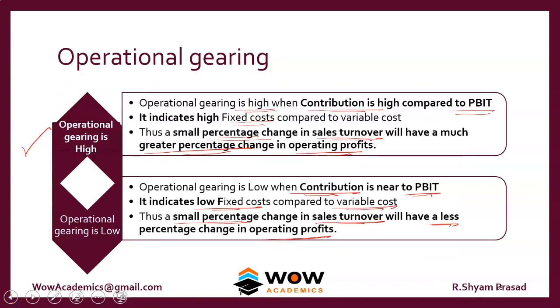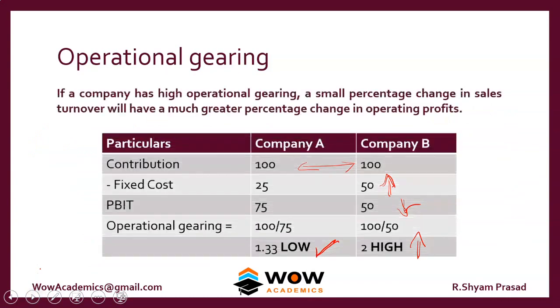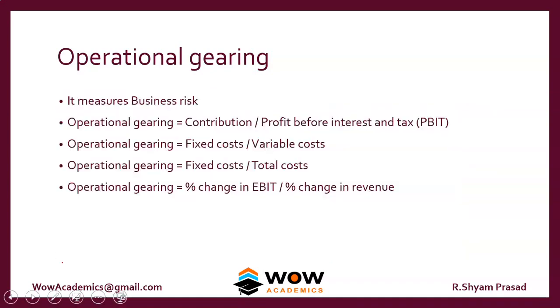In the previous slide it says operational gearing is high when contribution is high compared to PBIT. So we will just check. The company will have a high gearing when the contribution is higher when compared to the PBIT. Then we can say that the company is highly geared. So this number will be very high when compared to this number. That's what it indicates.